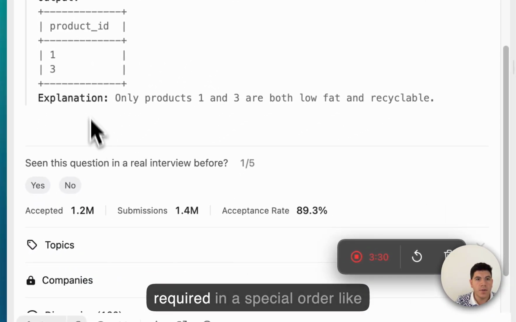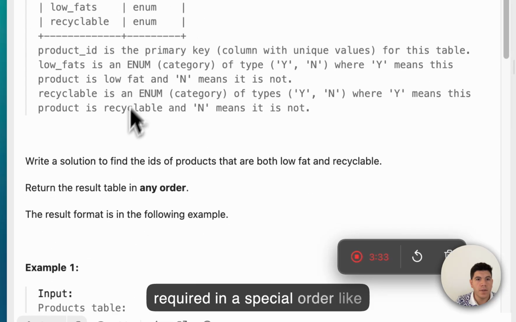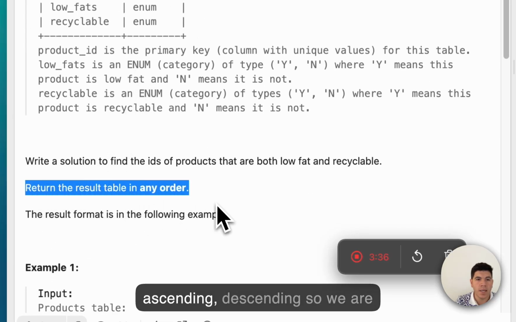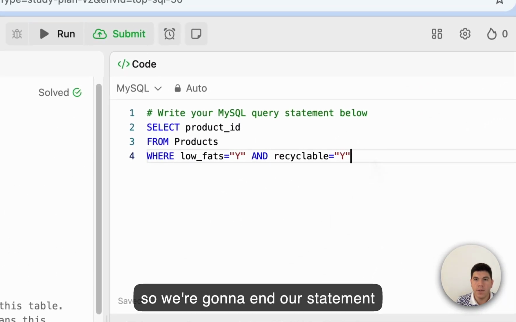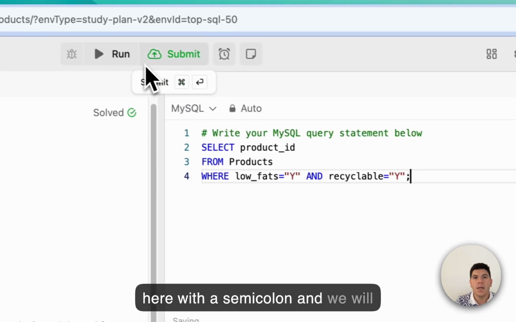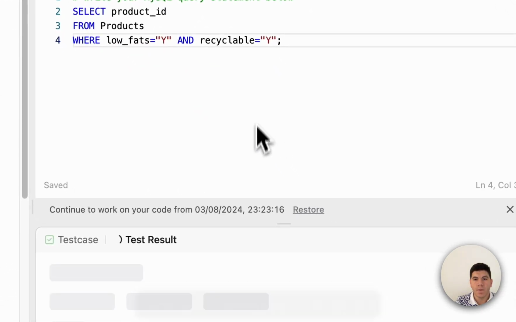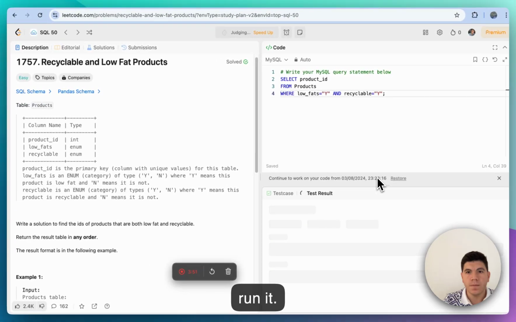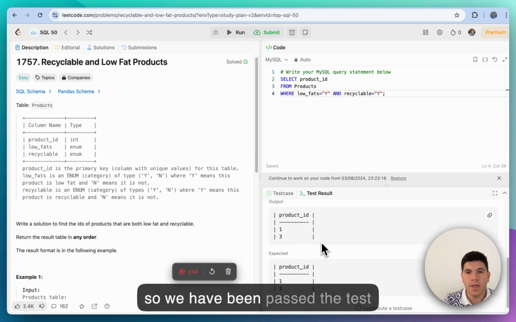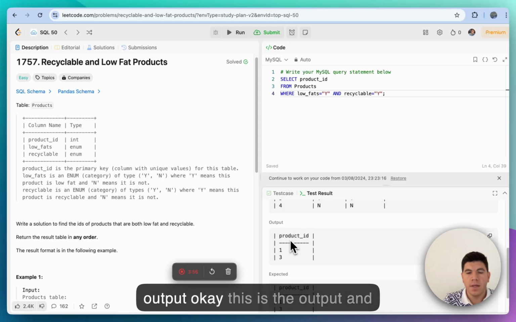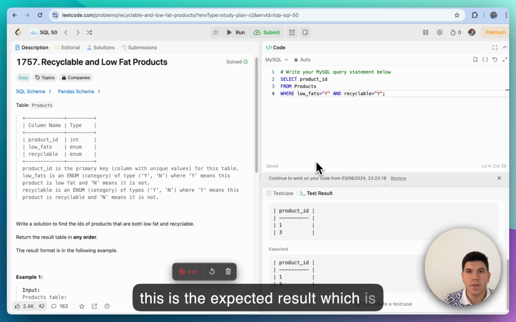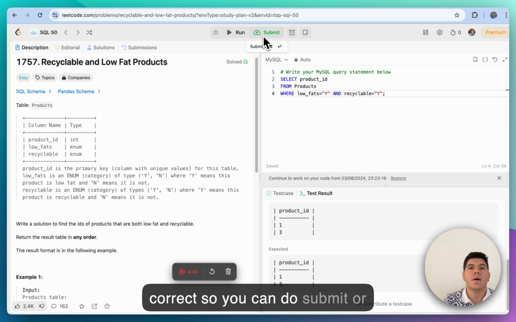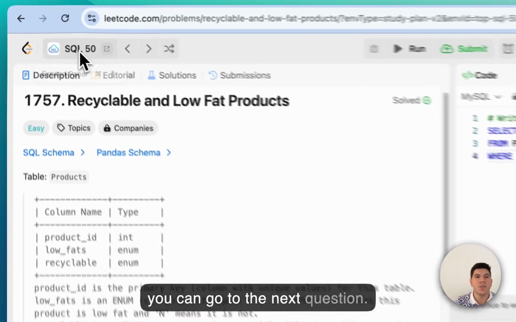Since here we are not required to produce a special order like ascending or descending, we are not going to use order by or group by. We're going to end our statement here with a semicolon and run it. Okay, so we have passed the test. This is the output and this is the expected result, which is correct. So you can submit or go to the next question.